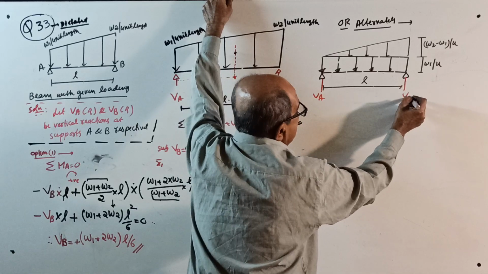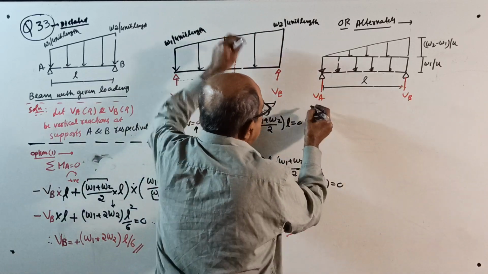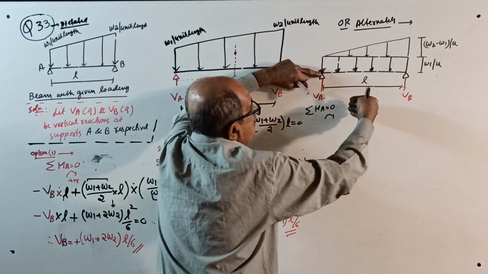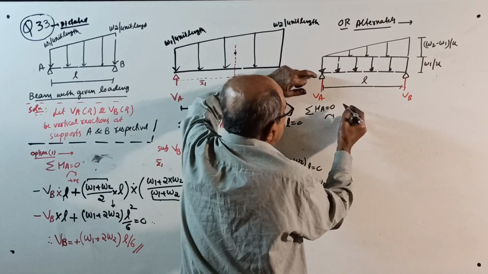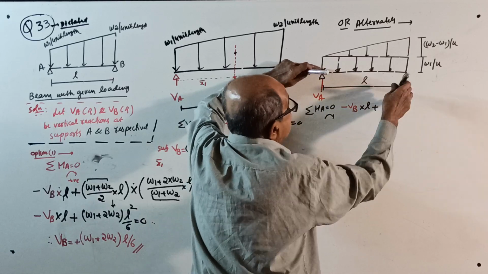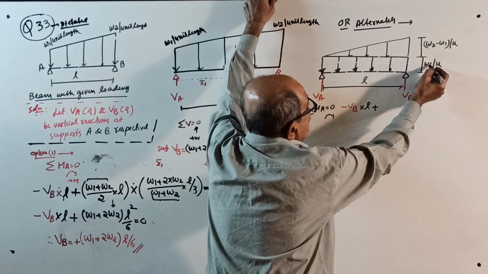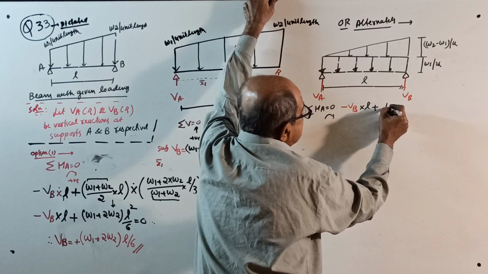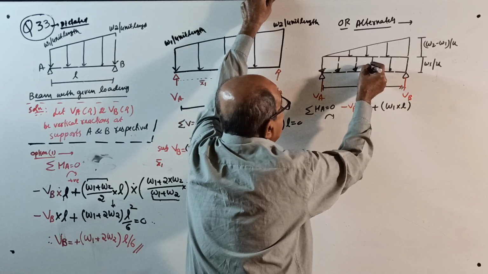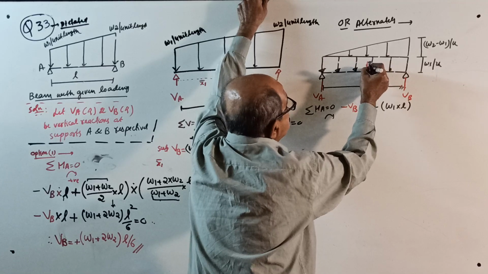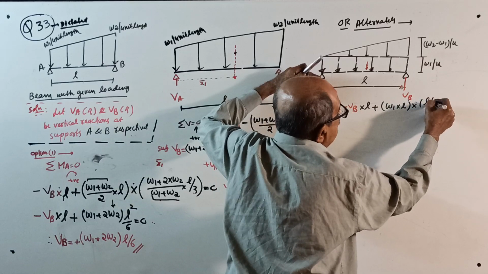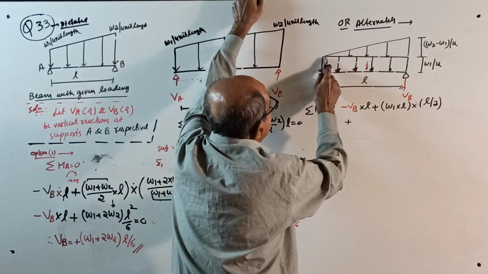Reaction VA, reaction VB. Now, sigma M about A equal to 0, take clockwise positive. Minus VB into L plus, this is UDL, W1 per unit length for a length of L. W1 into L is the total load. Correctly it will pass through the centroid, it will pass here. Through centroid means midpoint. So moment is into L by 2.